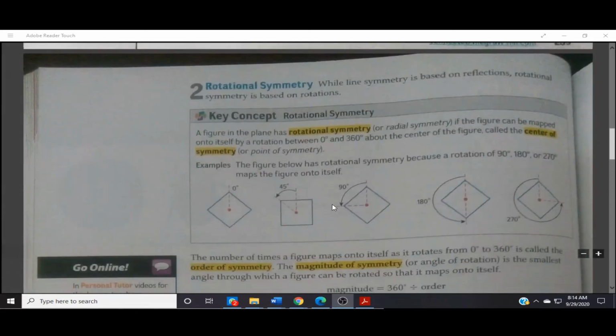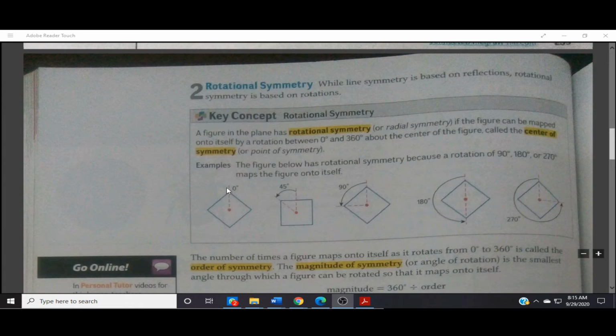The second is rotational symmetry, which is if you rotate it a certain number of degrees, it will rotate onto itself. That's rotation. The center of symmetry is where you're rotating from. In this case, this is the center of symmetry, rotating at 45 or rotating at 90. Now 45 does not map onto itself, right? This is a different shape, a different location than this. But when you rotate at 90, 180, and 270, this shape is onto itself. It looks the same, right? This looks the same as this, this, and this.